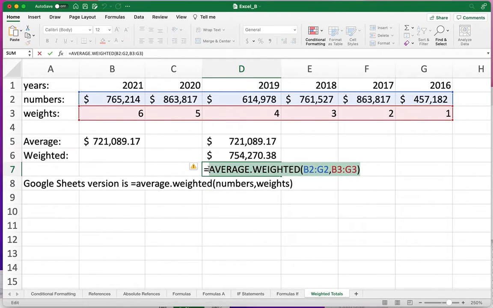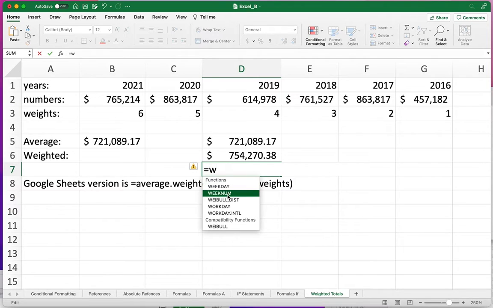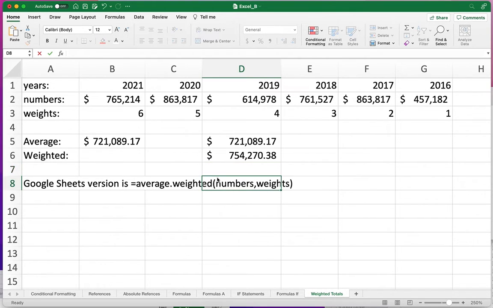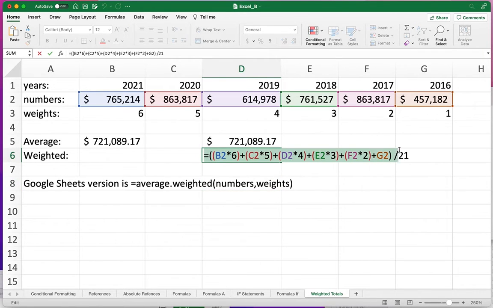And even if I try to do equal W for weights, I get weekday, weeknum, Weibull distribution, workday, workday international, and Weibull again. So, nope, there is no such thing as a weighted average. And even if I try equal average, I get average, average dev, average A, average if, and D average. So, nope, there is no weighted average function as of right now in Excel. So if you're using Excel, you have to make a weighted average by hand.